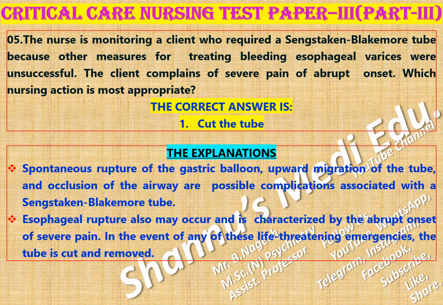The explanation of this question: spontaneous rupture of the gastric balloon, upward migration of the tube, and occlusion of the airway are possible complications associated with the Sengstaken-Blakemore tube. Esophageal rupture may also occur and is characterized by the abrupt onset of severe pain. In the event of any of these life-threatening emergencies, the tube is cut and removed.